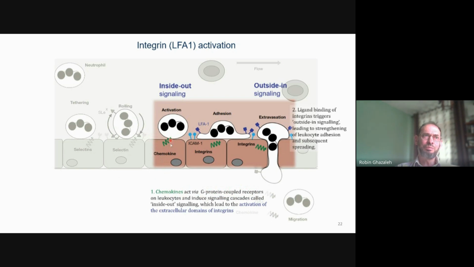So the chemokines send a signal inside the leukocyte which activates this molecule. Not only that, its presence activates it and makes it able to bind more strongly to ICAM-1. So this is called inside-out signaling. Inside out.